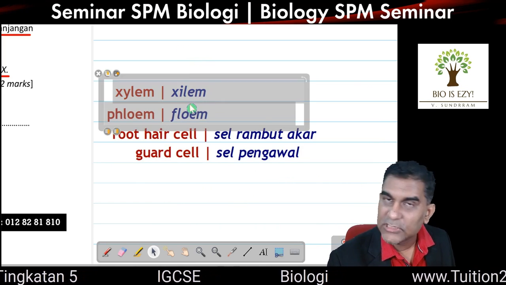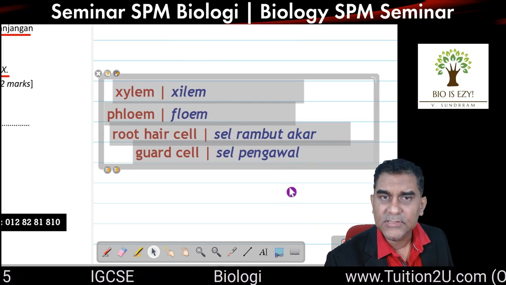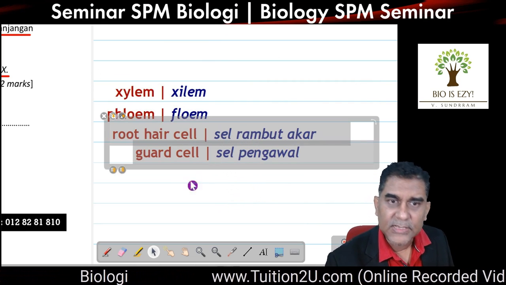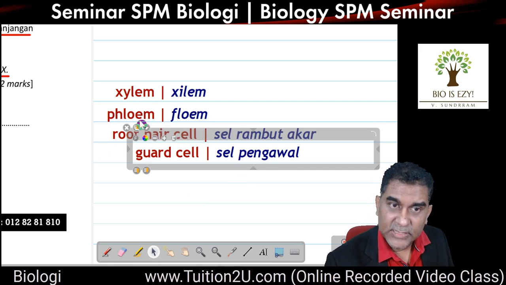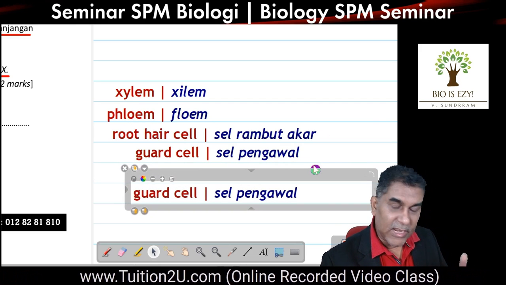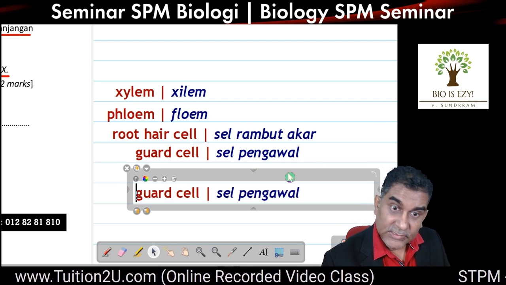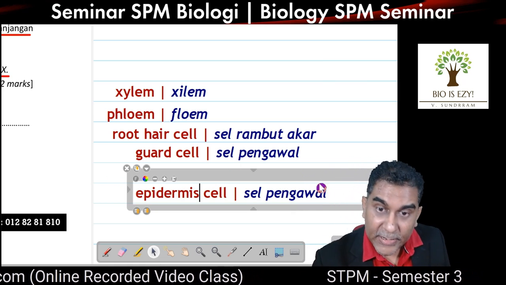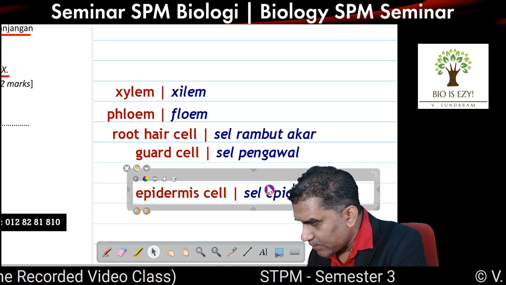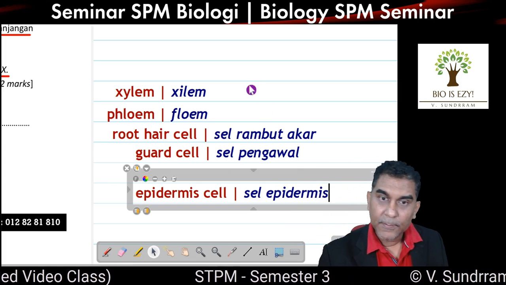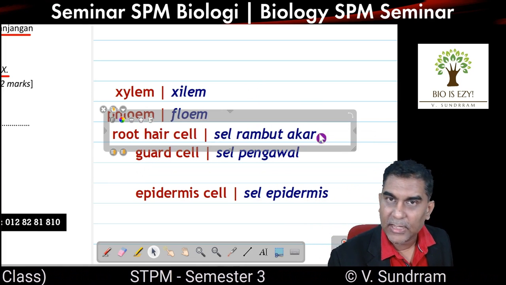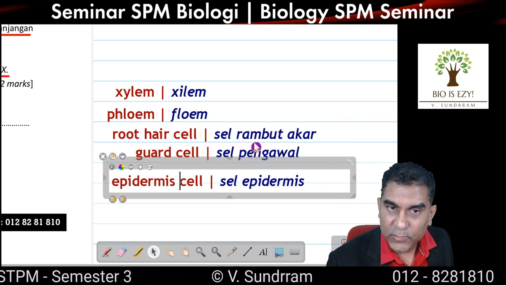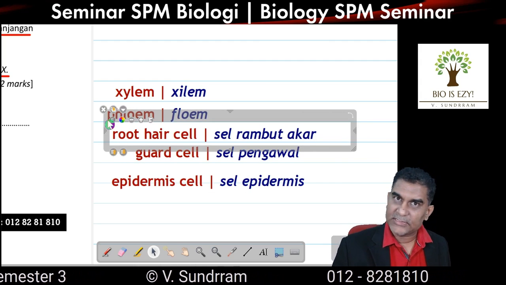Doesn't mean what you learn in the old syllabus is wrong. It's also correct. All of these are cells that have gone through differentiation. Tapi syllabus baru kemungkinan besar dia tanya dua. Take note, dua-dua sel ini adalah sel yang sudah mengalami pembezaan. Sel asal dia adalah sel epidermis. Epidermis cell. Sel epidermis akan mengalami proses pembezaan, membentuk sel pengawal dan sel rambut akar. Epidermis cells are the ones that go through differentiation to form these cells, guard cell and root hair cell.